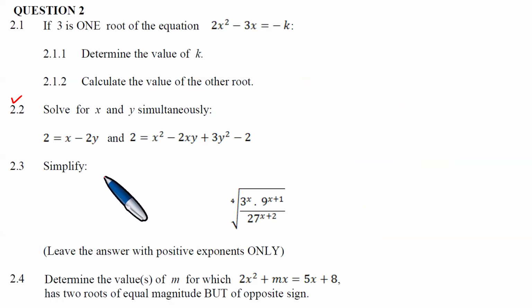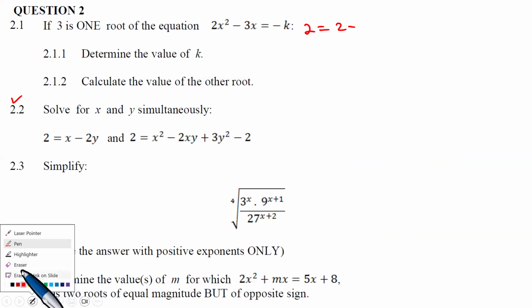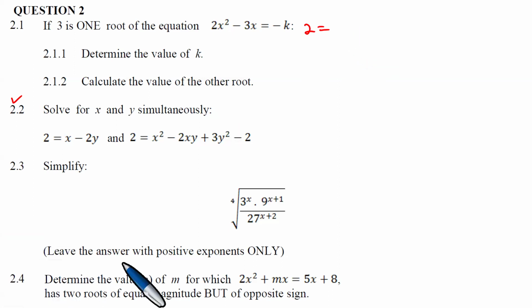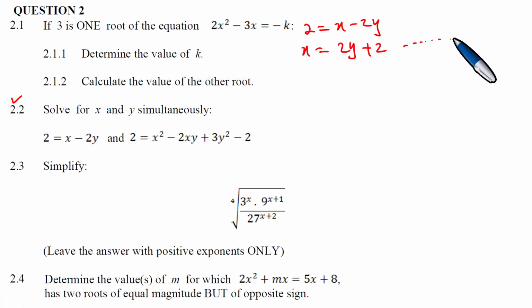What do we do now to solve for x? Right, so you have been given the equation 2 equals x minus 2y. Can we make x the subject here? If you make x the subject, moving the 2y to the other side, it's going to be 2y plus 2. And let's give this one a name. Let's call it the first equation.